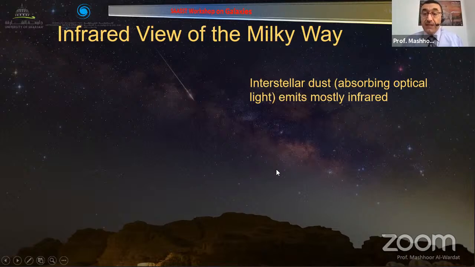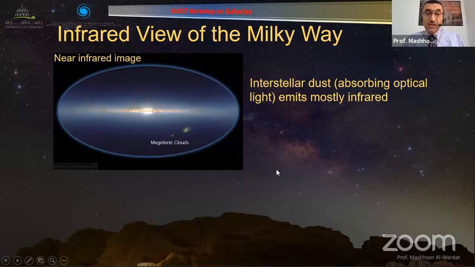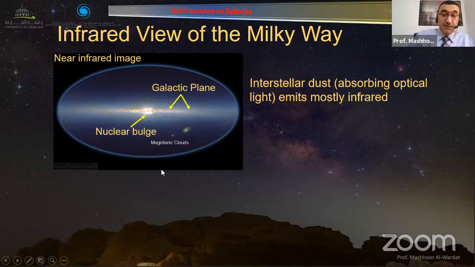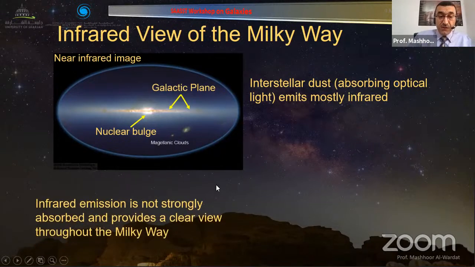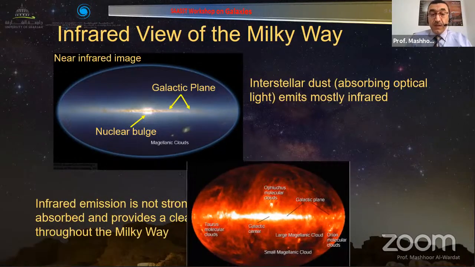Interstellar dust absorbing optical light emits mostly infrared. So let's focus on infrared. This is a near infrared image. This is the Magellanic Clouds in the southern hemisphere and the nuclear bulge and galactic plane. Infrared emission is not strongly absorbed and provides a clear view throughout the Milky Way.